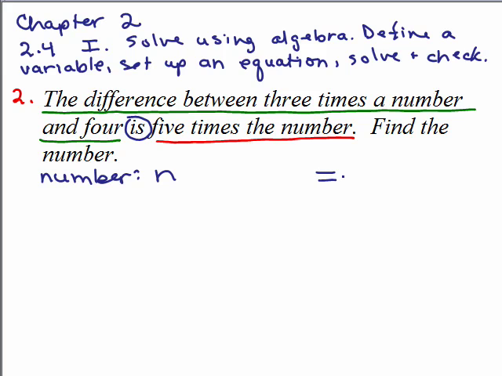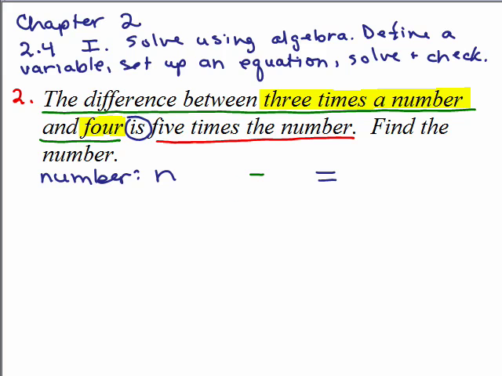All right, on the left side, the difference. What does the difference mean? That means subtract. All right, so what are we subtracting? 3 times a number and 4. Well, that's broken up by the word and, which breaks it up between the two pieces. So 3 times a number is in front of the minus sign, and the number 4 then is on the other side.